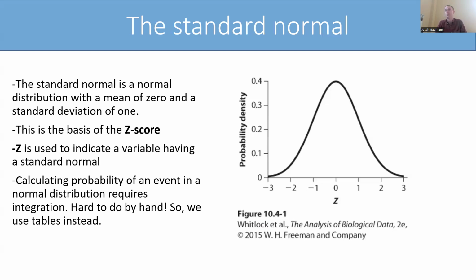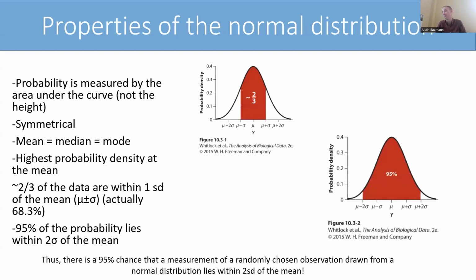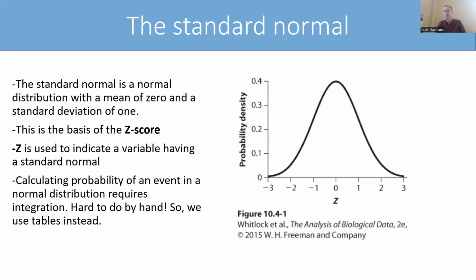It's symmetrical. So the standard normal is the basis for this thing that we call the z-score, which underlies the t-test. Z is used to indicate a variable having a standard normal distribution. Calculating the probability of an event in a normal distribution requires something called integration, which you can kind of tell from here. It's a little bit hard to do by hand. We use tables to do it instead. We can use tables to give us these answers just by looking at standard z-score tables. Because this probability is always the same, we know exactly what number is the cutoff for p less than 0.05 or some such thing, given the sample size that we have.